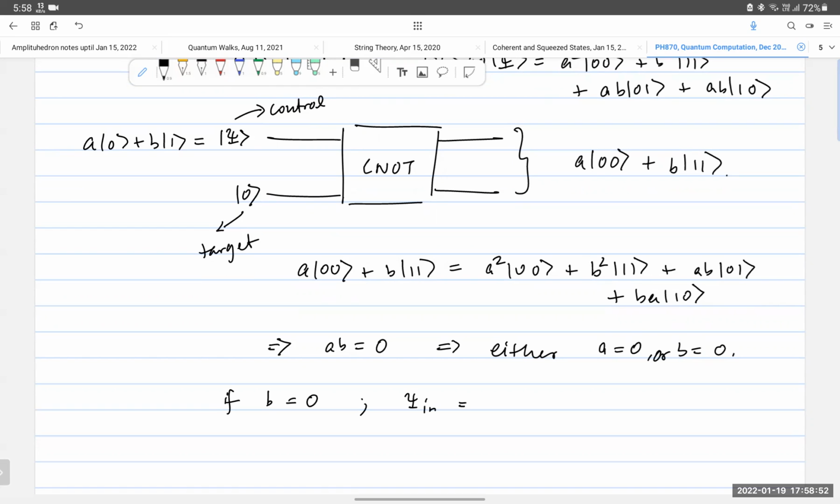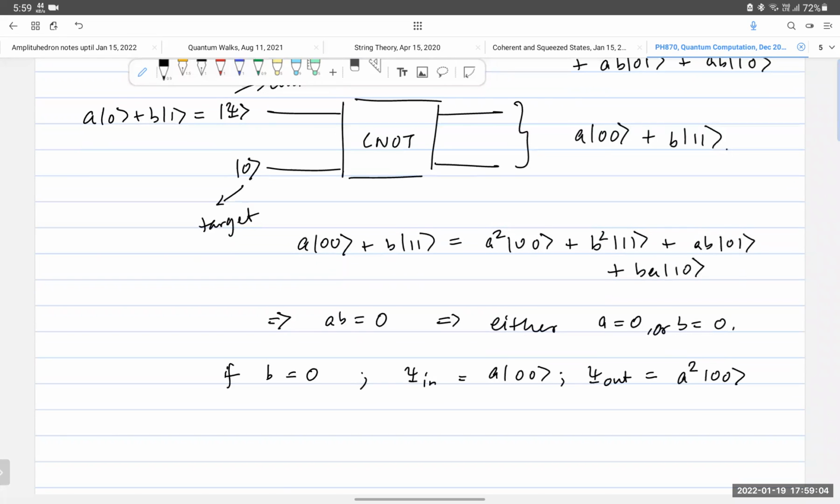The input state is A00. And what is the output state? The output state is going to be A squared 00. So again, there is no copying that has been done. And this A squared also, well, we'll have to worry about that. And similarly, if A is 0, then psi in is equal to B11, and psi out is equal to B squared 11.